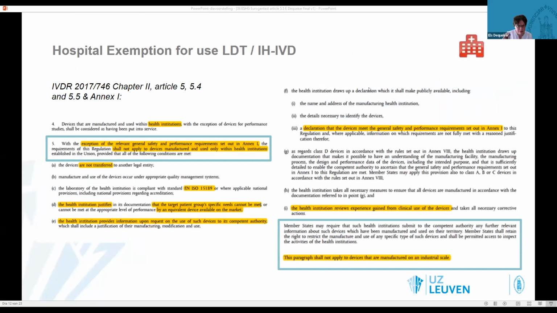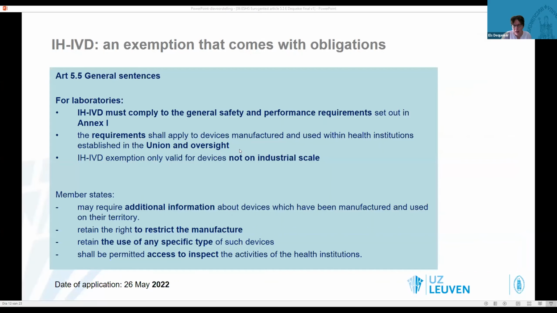Besides these fragments, we have 3 general centers in the IVDR, and I will go through them with you. The first one is from the general centers. If we look with the focus on the laboratories, an in-house IVD must comply with the general safety and performance requirements, and that is written in Annex 1. So it's only one sentence to explain that we need to comply with 20 additional requirements, and in these 20 additional requirements, there are sub-requirements. So it's quite a lot.